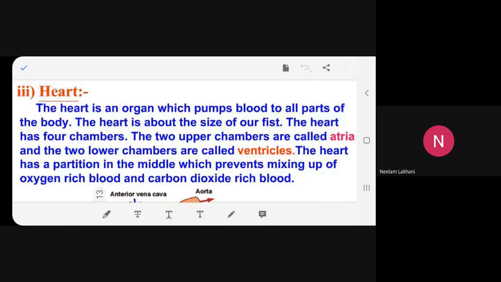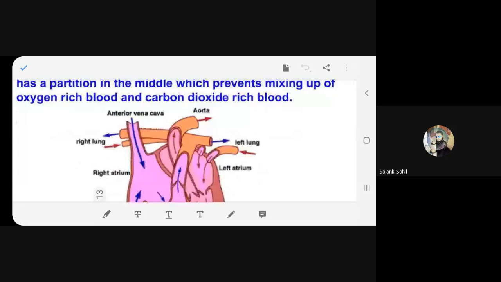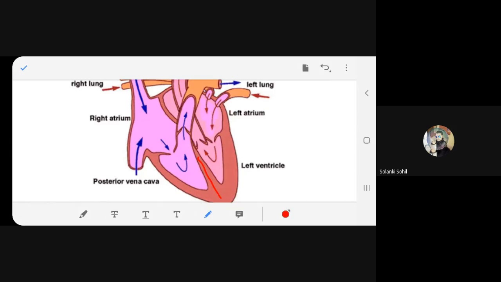What we read now? That the heart has got four chambers. The upper two chambers are called atria, the lower two chambers, ventricles. You agree with me? Yes, ma'am. Now, in the middle, it has got a partition. Why? Because that is called the septum, which prevents mixing up of oxygen-rich blood and carbon dioxide-rich blood. Right? This is what we have seen. So, this is the partition, the septum, which does not allow the blood to mix. Also, we have got valves, which again control the flow of the blood only in one direction. Okay? I hope the things are quite clear.